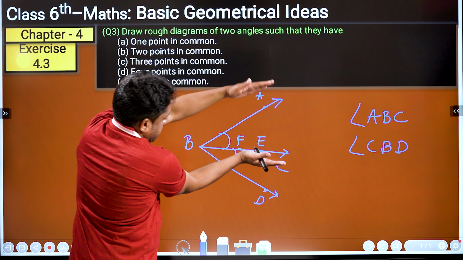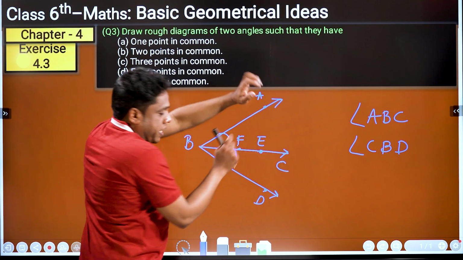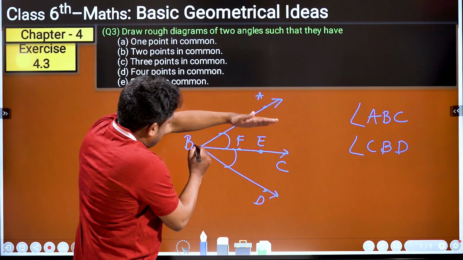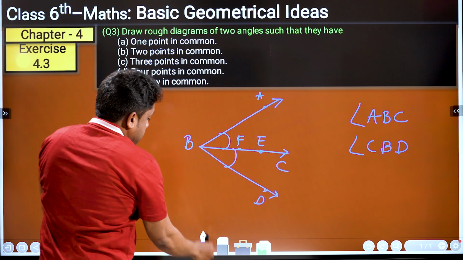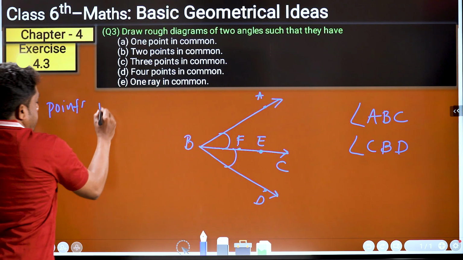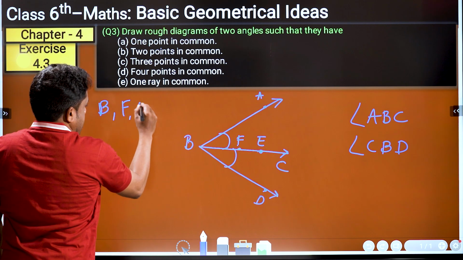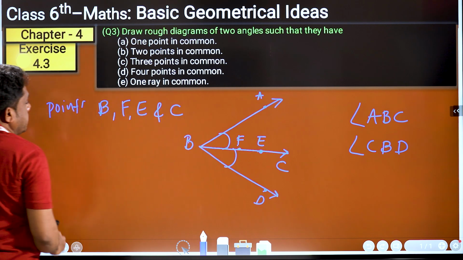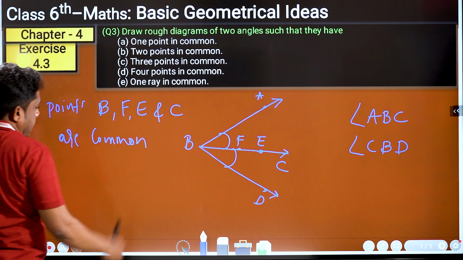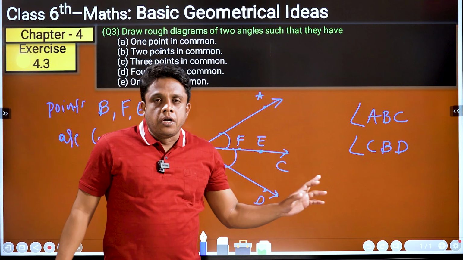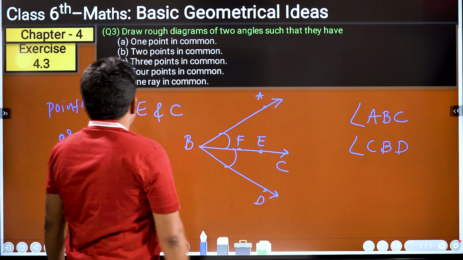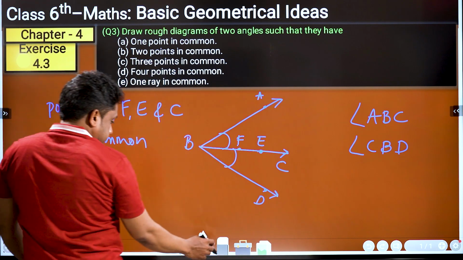Correct? Look at here. For this angle, B, F, E, C, 4 points are there. Again, if you consider this angle, that means CBD, you can see B, F, E and C. That means, can I write the points B, F, E and C are the 4 points common for both of these angles, right? These 4 points are common for both of these angles. Clear? So now we'll move on to the next one, that is our E part.